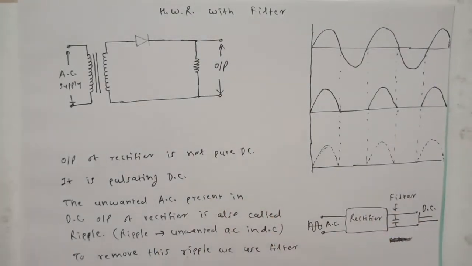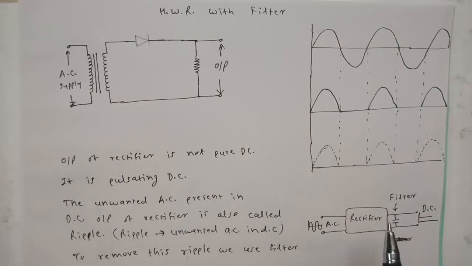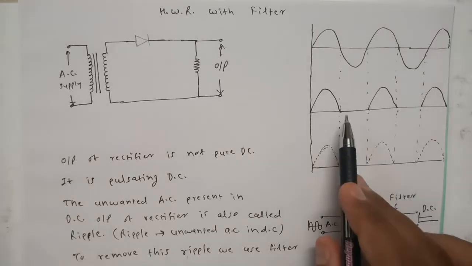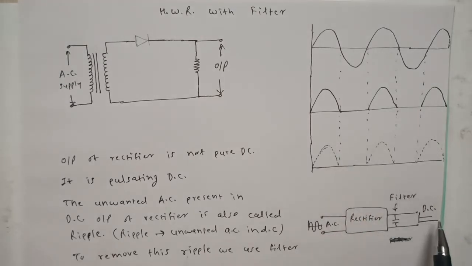This can also be represented in terms of a block diagram. This is the rectifier where AC is the input, and we were expecting the output to be pure DC, but we get pulsating DC. That's why we have connected a filter, and after connecting the filter we get this output, which is pure DC. Now you can make the comparison. This is the actual output of the rectifier which we have studied up till now, and we are expecting this type of pure DC. So to obtain this pure DC, we need to use the filter.